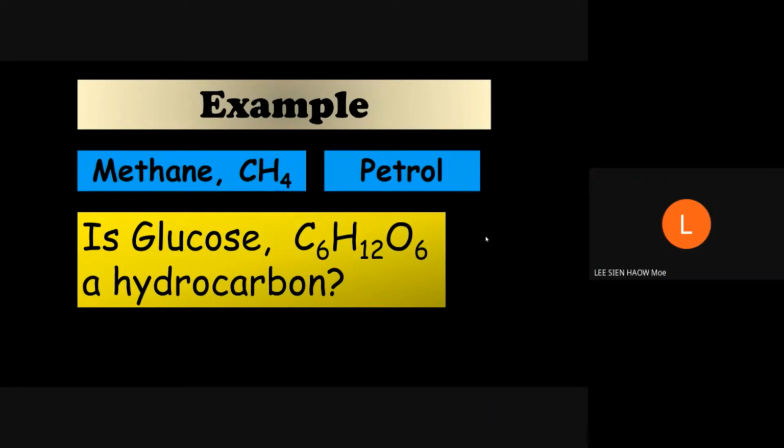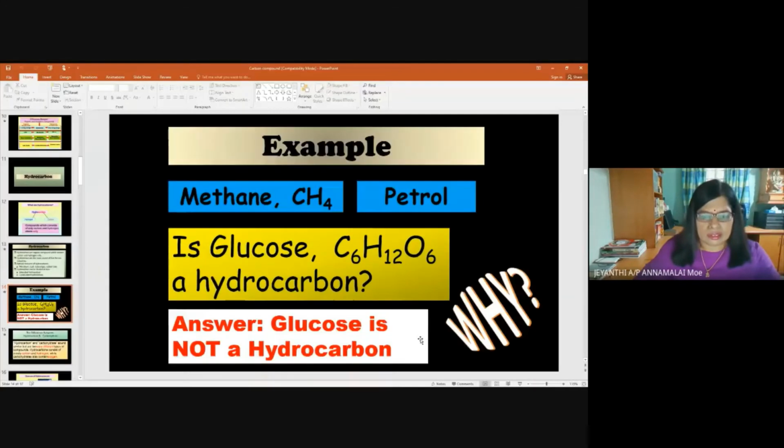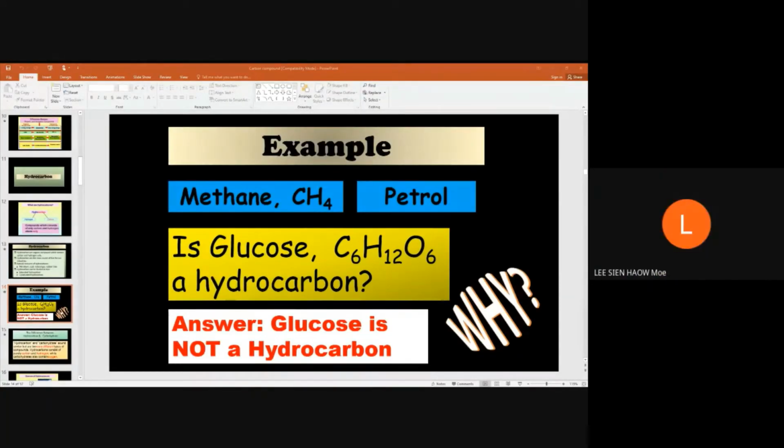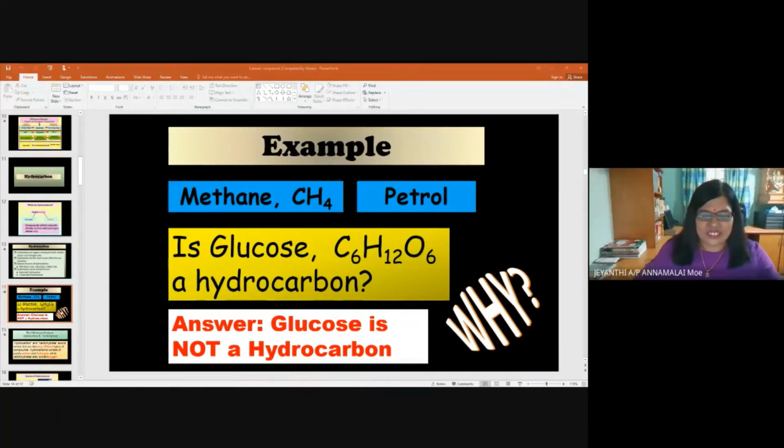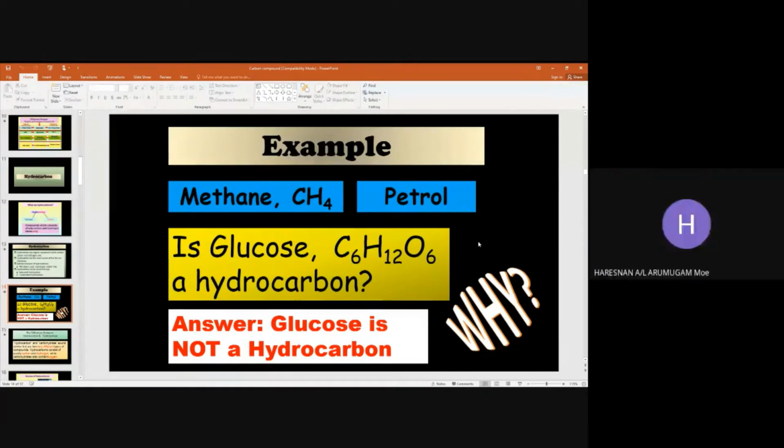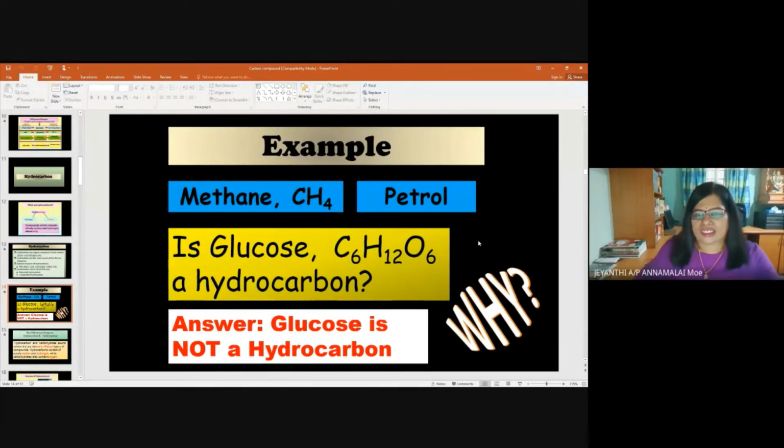Maybe, I think, because there is C and H and O. So yeah, maybe. Is it? Confirm? Yes. Now, not, because you know the answer. Okay? Glucose is not a hydrocarbon. Harishnan, okay, glucose is not. Why is it not a hydrocarbon? We want to know why. Because it has carbon, it has hydrogen.